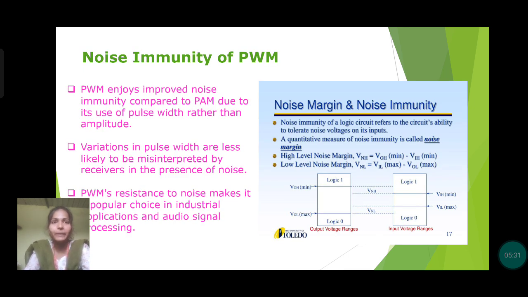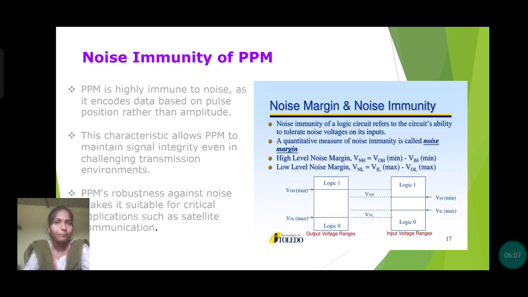Noise immunity of PWM. PWM enjoys improved noise immunity compared to PAM due to its use of pulse width rather than amplitude. Variations in pulse width are less likely to be misinterpreted by receivers in the presence of noise. PWM's resistance to noise makes it a popular choice in industrial applications and audio signal processing. Here, observe the noise in PWM.